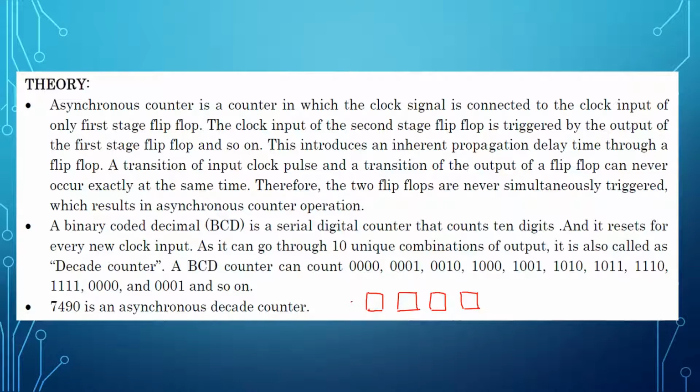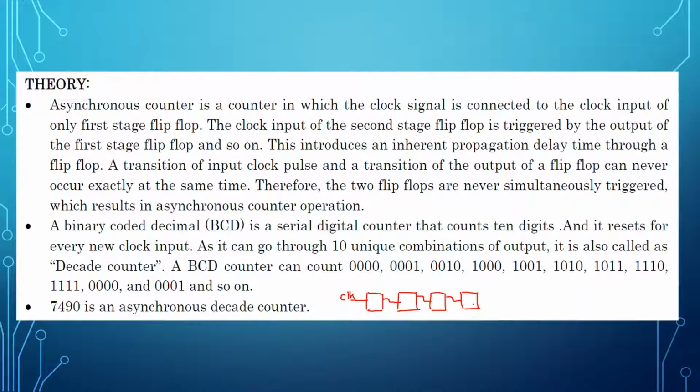In an asynchronous counter, your clock input will be given to the first flip-flop, and the output of the first flip-flop will act as the clock input to the second flip-flop, the output of the second flip-flop will act as the clock input to the third flip-flop, and the output of the third flip-flop will act as the clock input to the fourth flip-flop. This is your asynchronous counter. In fact, there will be propagation delays associated with it. I mean to say that there will be some time gap between the counts it is going to show.